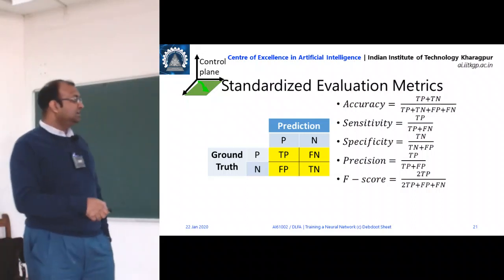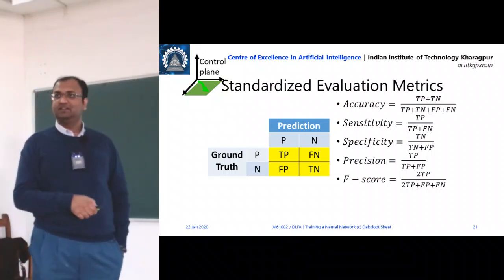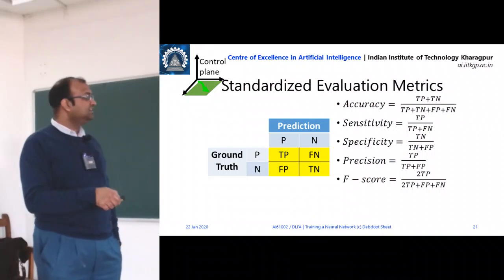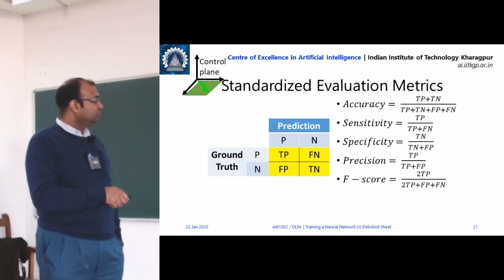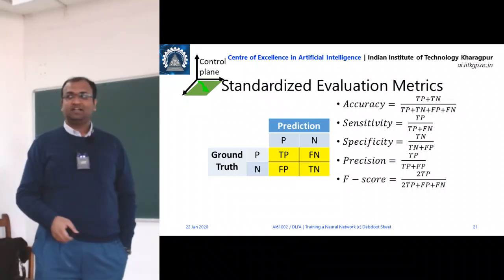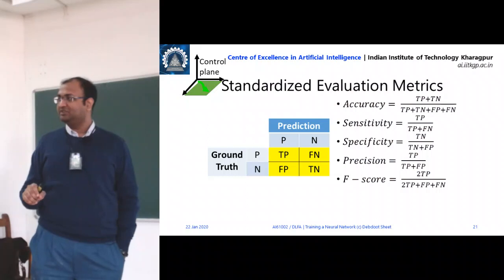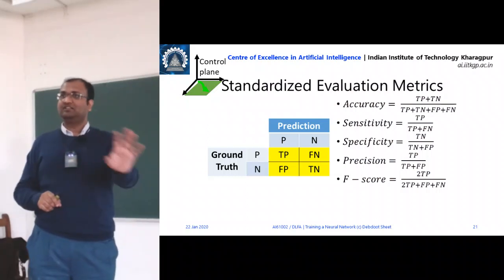Okay. Similarly, you have something called sensitivity. Sensitivity is essentially the total number of true positives divided by this row sum, the total number of actual positives. So what sensitivity gives you is what percentage of samples which were actually positive also got classified as positive.